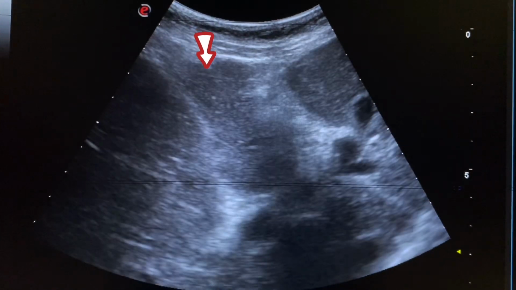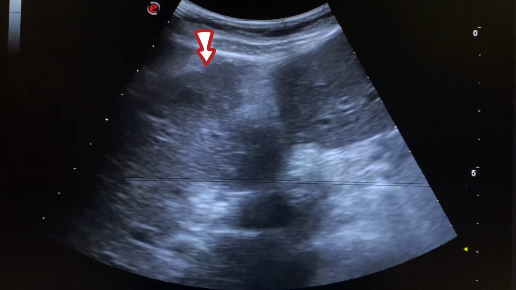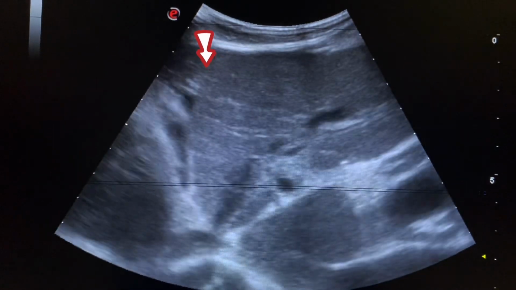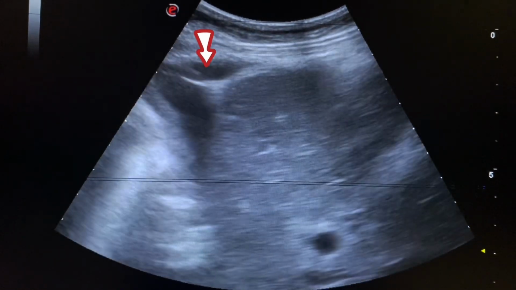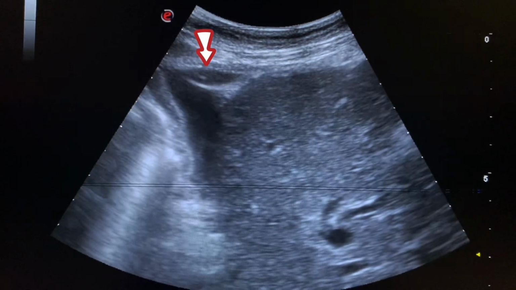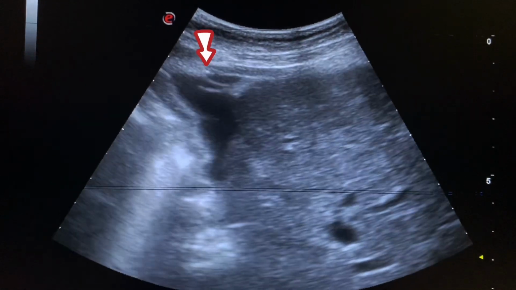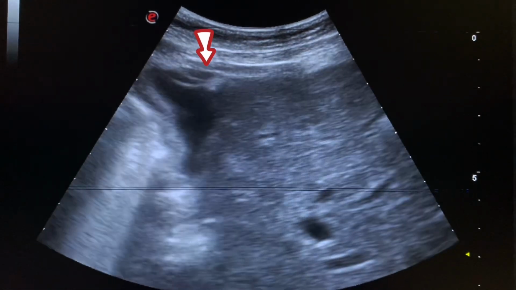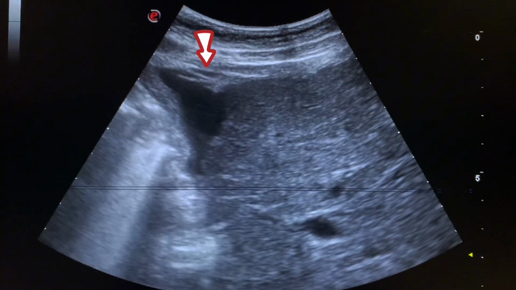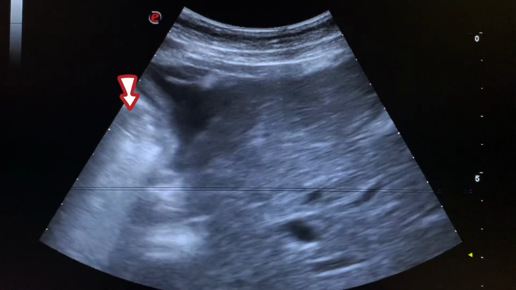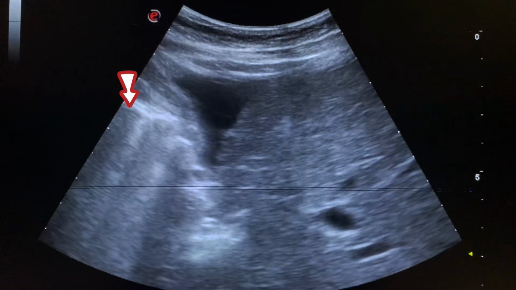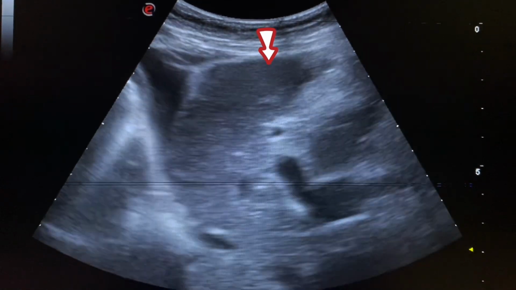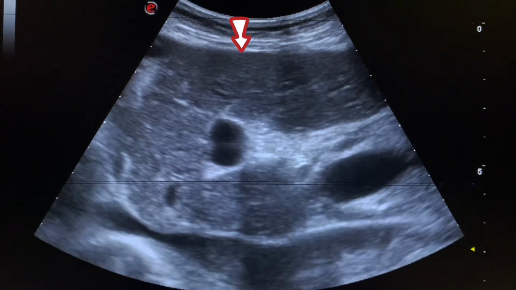Now we are rotating the probe from the epigastrium towards the side of the liver to examine the right lobe of the liver. Here we see fluid in the right subdiaphragmatic area, and this is air in the lungs. Remember that we will examine the liver from all sides to find out any pathology.